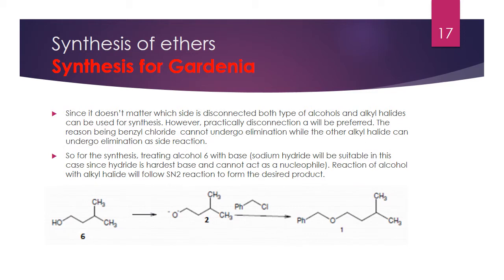Since it doesn't matter which side is disconnected, both will yield an alcohol and alkyl halide. Both can be used for synthesis, but for practical reasons we prefer to make use of benzyl chloride. Number one, it is readily available. Second, there is no possibility of elimination in the benzyl chloride fragment. So by generating alkoxide out of alcohol, the reaction of alcohol with benzyl chloride will lead to formation of the desired product. So one thing is important, that either you use 5, 6 as reactants, or you use 7, 8 as reactants.